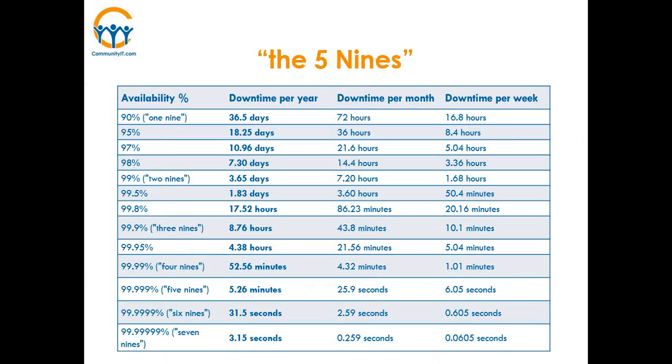Here's the chart that really digs into the 5 nines. I think this was pulled from Wikipedia. So you can see that the 5 nines is at carrier grade, about 5.5 minutes of unanticipated downtime per year. 3 nines would be less than 9 hours of unanticipated downtime per year.